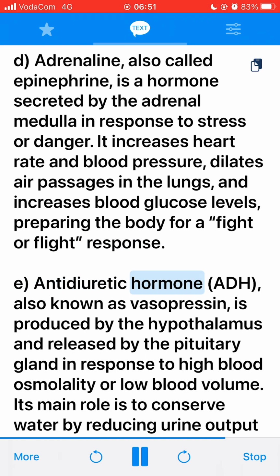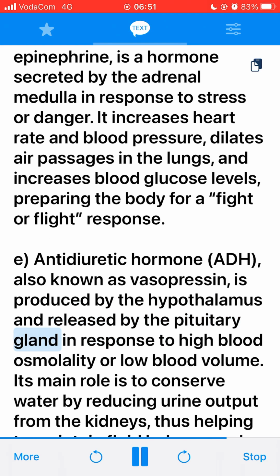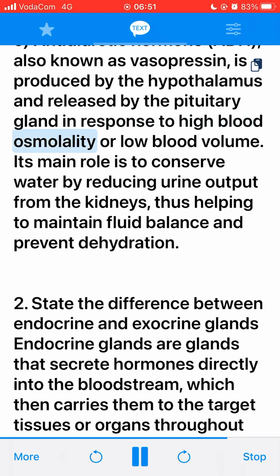The antidiuretic hormone ADH, also known as vasopressin, is produced by the hypothalamus and released by the pituitary gland in response to high blood osmolality or low blood volume. Its main role is to conserve water by reducing urine output from the kidneys, thus helping to maintain fluid balance and prevent dehydration. 2. State the difference between endocrine and exocrine glands.